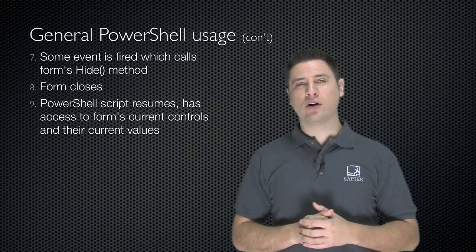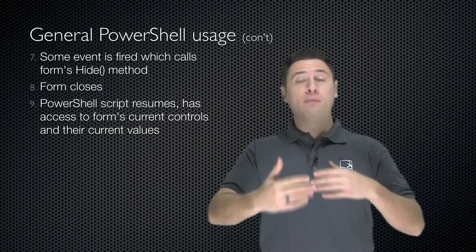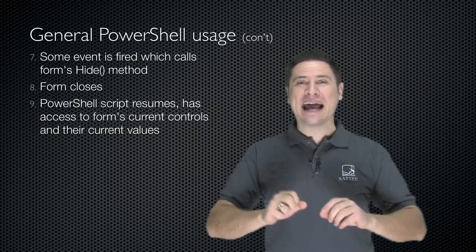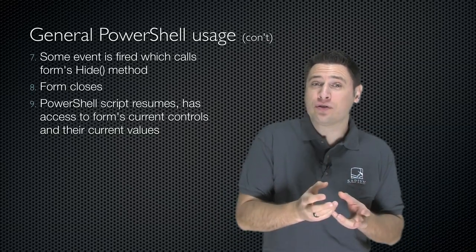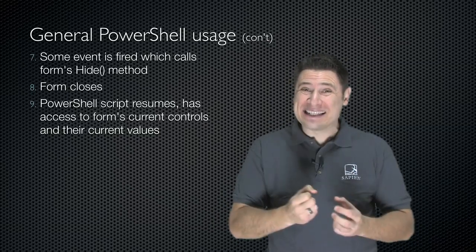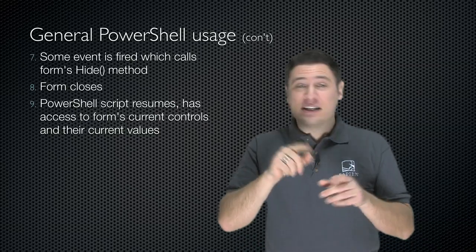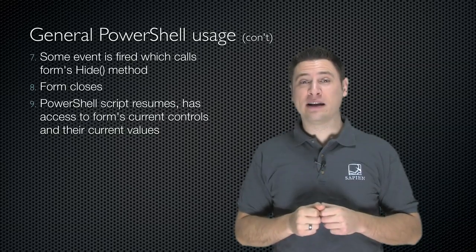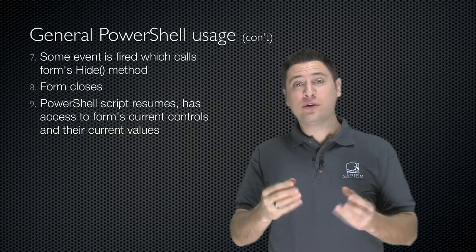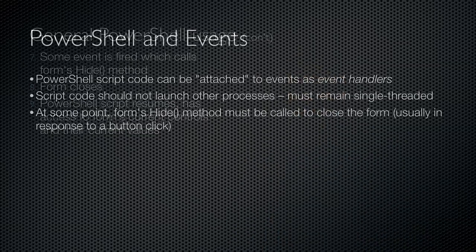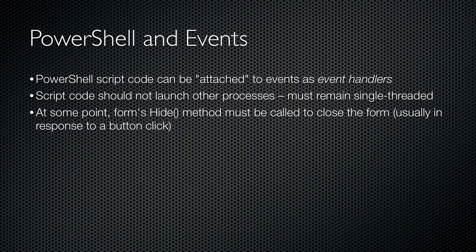So when the hide method is called, the form closes, your PowerShell script resumes and has access to the form's current controls. So you can determine what text is inside the control, what condition checkboxes and radio buttons were in, and that's when you examine all those things and you do something with those values. You can attach PowerShell script blocks to events, making them into what's called an event handler. Your script code must not launch other processes unless you don't mind those processes going off and essentially running on their own with no connection back to your script.